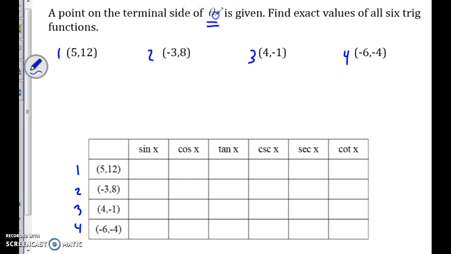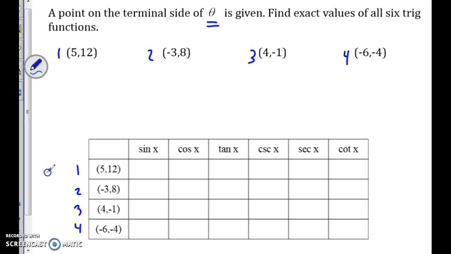Notice it's not a point on the unit circle. So don't say sine is 5 or sine is 12 and cosine is 5. That's impossible. Sine is opposite over hypotenuse. The opposite is always smaller than the hypotenuse. There's no way you can get a sine value that's bigger than 1. Okay? So how do I find sine then?